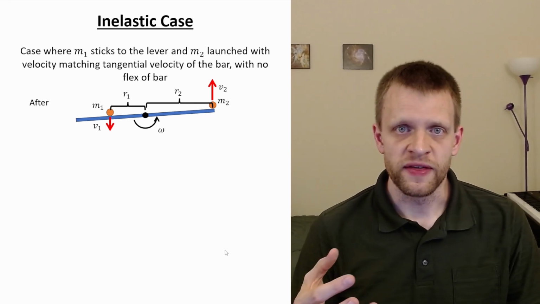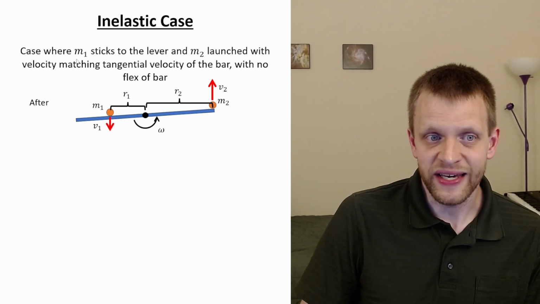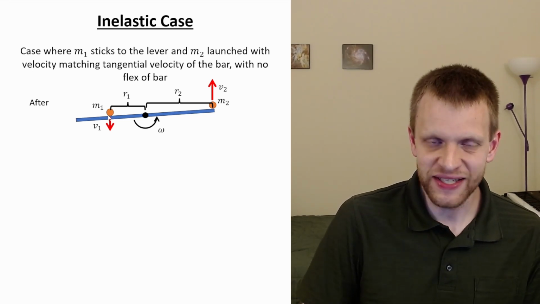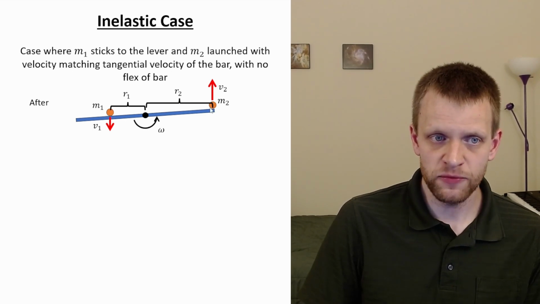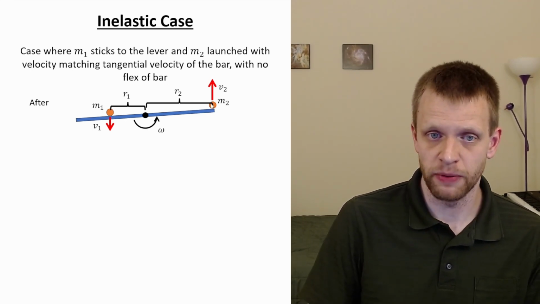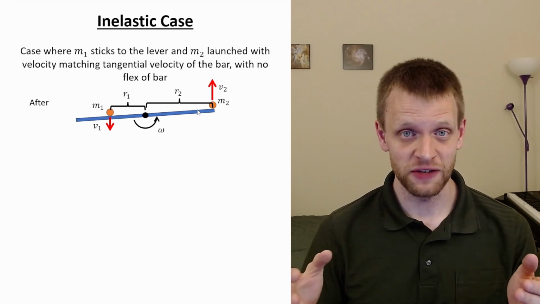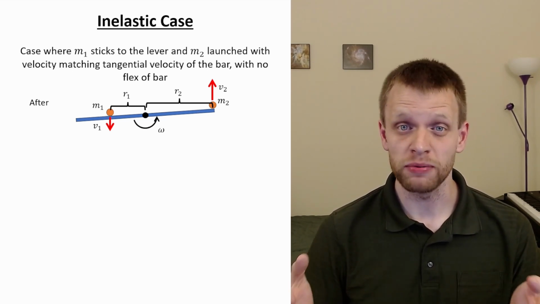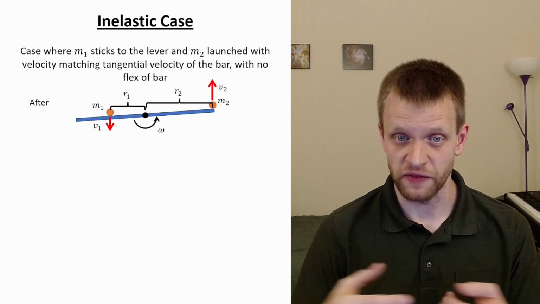So let's start with the inelastic case. I'm going to say we're going to work with a case where M1 sticks to the lever, so that would be an inelastic collision, and M2 is launched with a velocity matching the tangential velocity of the bar, with ideally no flexing of the bar. Are we going to actually be able to get no flexing of the bar? That's probably going to be a bit of an assumption, but we'll talk about that as a possible source of error a little bit later.